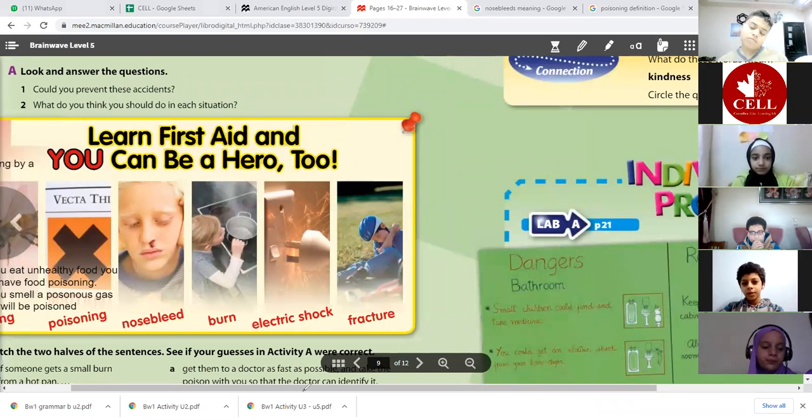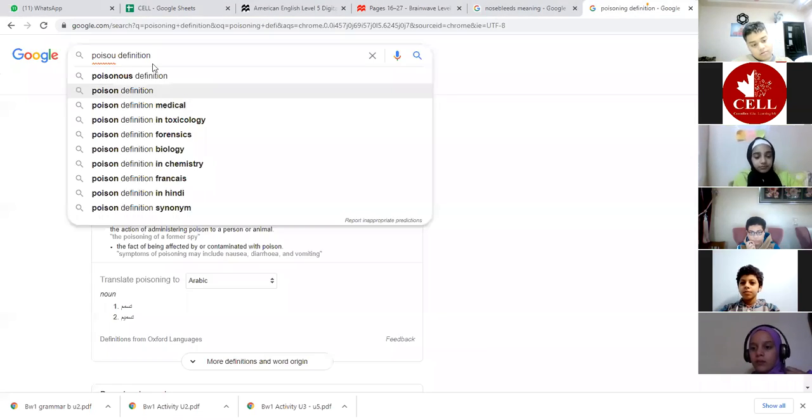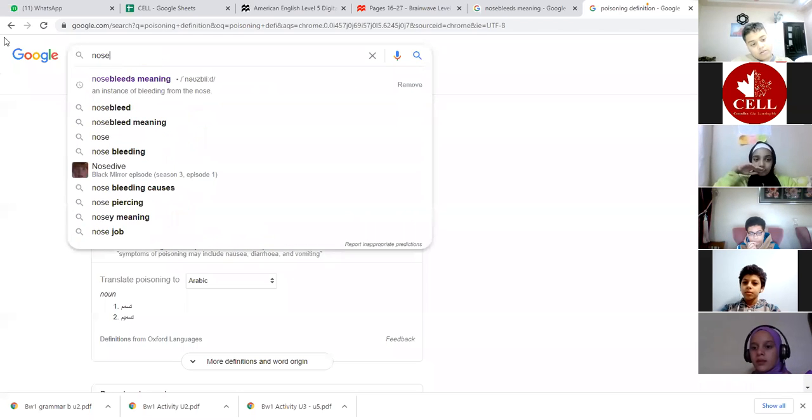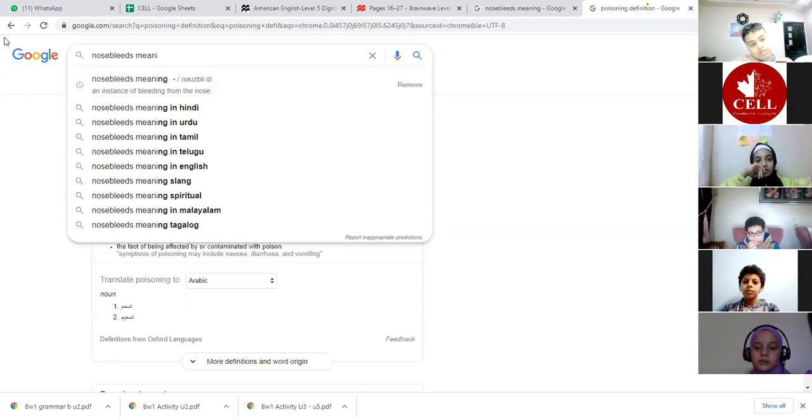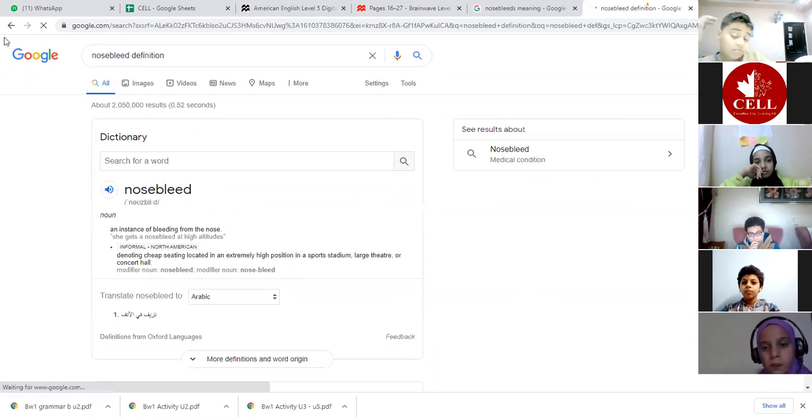I don't understand the meaning of nosebleed. Nosebleed, you can see the picture. What is happening to the boy? There is blood coming out of his nose. Maybe he got a punch in his nose. It's okay for him to not know the meaning of nosebleed. So we will write nosebleed definition.